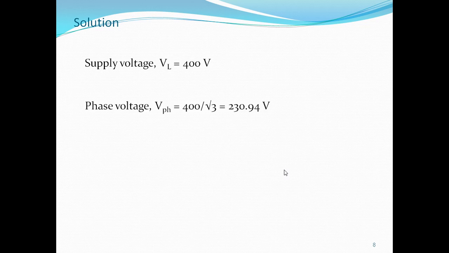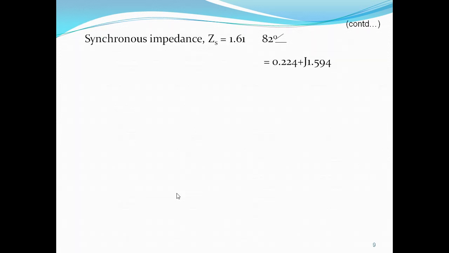VL is equal to 400 volts, and phase voltage VPH is equal to VL by root 3. So that is equal to 400 by root 3, which is equal to 230 volts. And given power factor cos phi is equal to 0.9. So to calculate the phase angle, phi is equal to cos inverse of 0.9, that is 25.84 degrees.